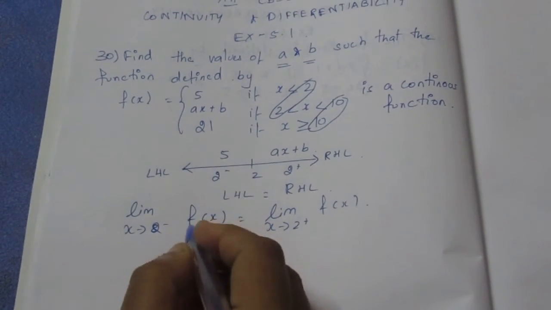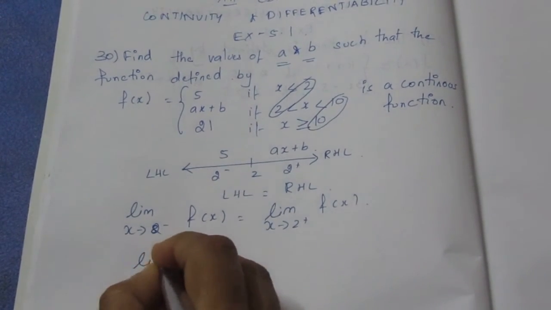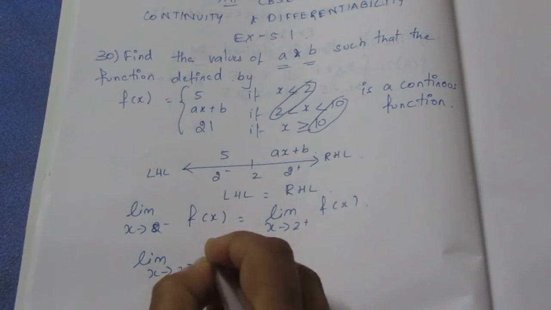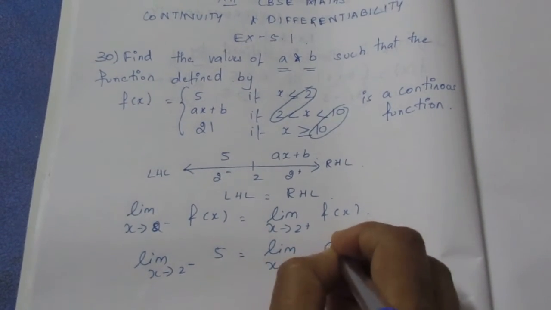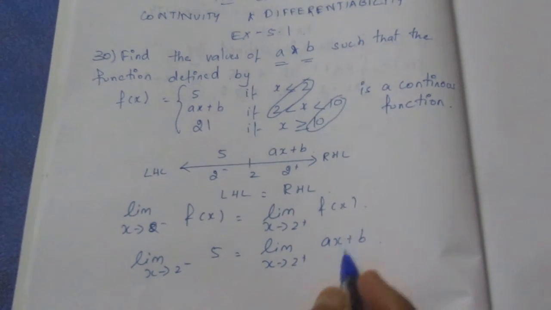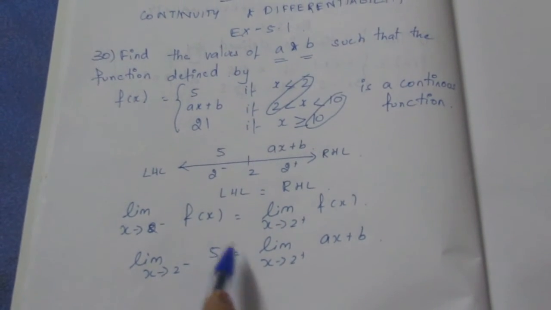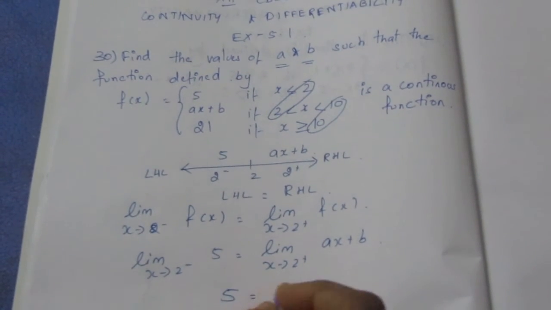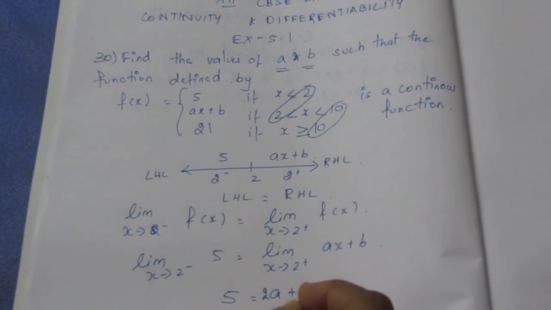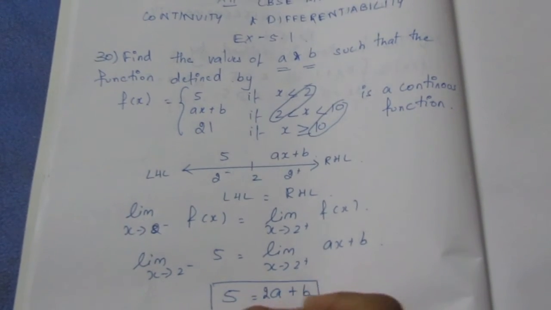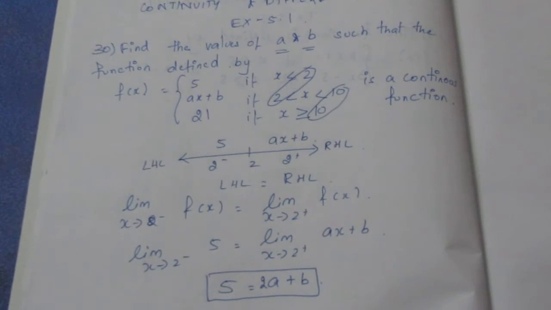Now f of x value, you can substitute it to be 5 is equal to limit x tends to 2 positive ax plus b. Substitute the value of 2 in the place of x. There is no x, so it will be 5 only. So 5 is equal to a into 2, that is 2a plus b. We are getting one equation, let it be as it is.